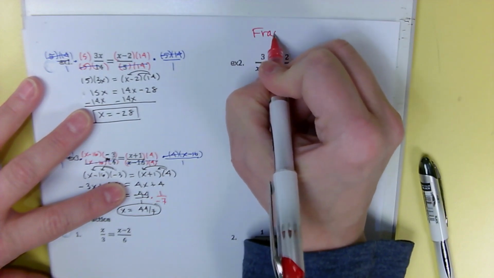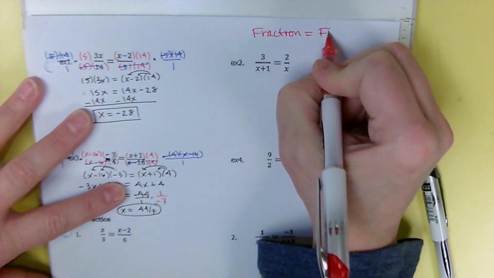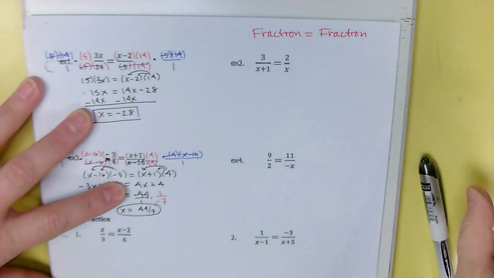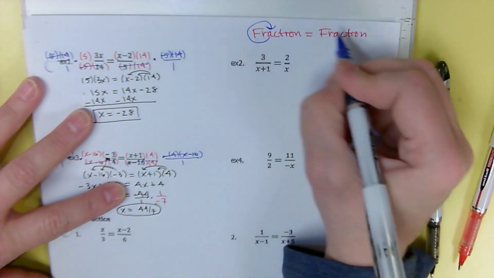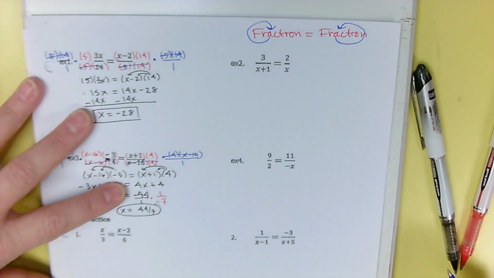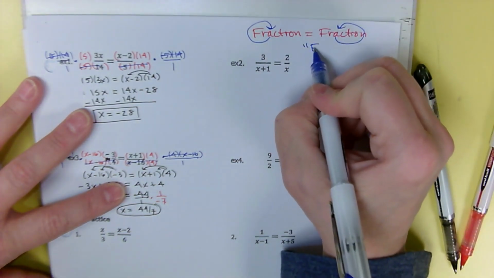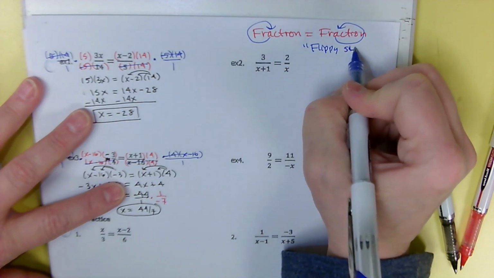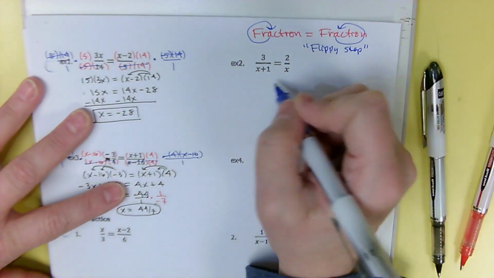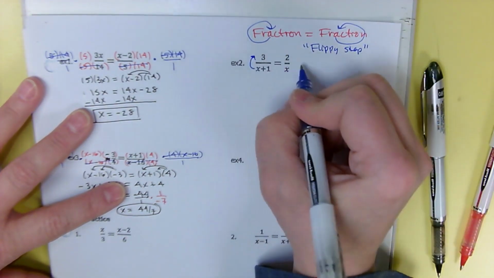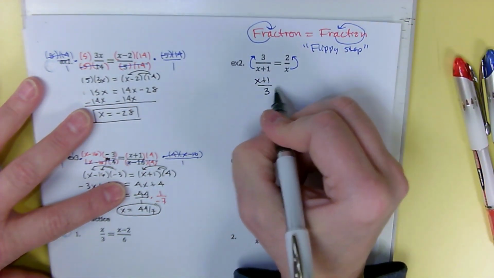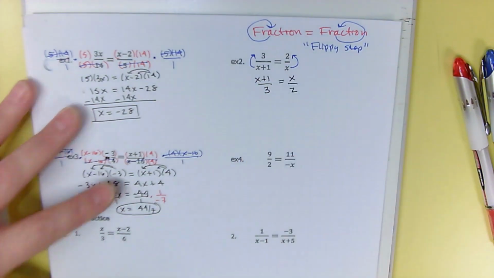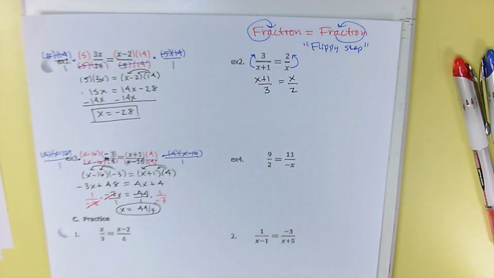If you have a fraction equaling a fraction, you can actually flip the left fraction and the right fraction. My students termed it Flippy step because we needed something to call it. So on this one, since the x's are both on the bottom, I would probably just flip both sides. And that would give me x plus 1 over 3 equals x over 2. That moves the x's up in one step instead of 3 steps.